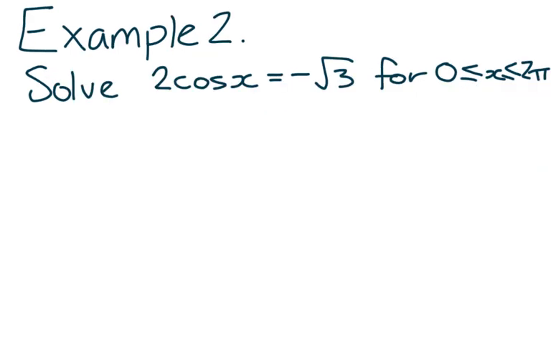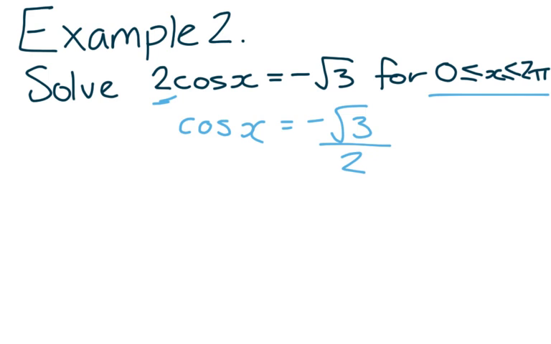For example 2, we've got solve 2 cosine x equals negative root 3, and we now have a domain from 0 to 2 pi. The important thing here is the domain is in radians, which means our reference angle needs to be in radians. But before we do that, we've got this 2 that we need to look at. We need to get cosine of x by itself, so our first job is to move the 2 to the other side. So we have negative root 3 on 2, which hopefully you now recognise as an exact value.